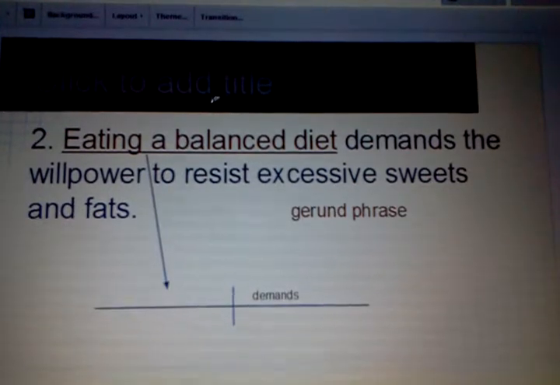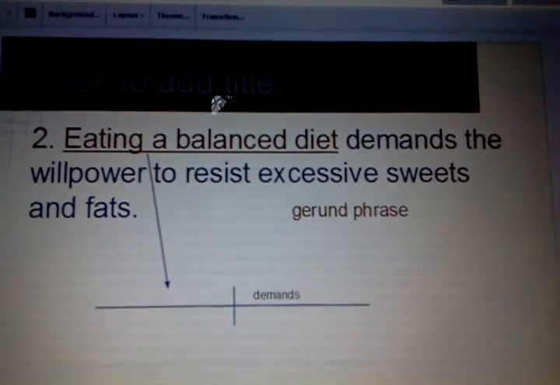The first one I see is eating a balanced diet. I see a phrase that begins with a verb form ending in ing. So I have two choices. I have to decide if it's being used as an adjective or a noun. And I've determined that it's being used as a noun because it's being the subject of the sentence. As you can see from the diagram, the verb is demands. And if I ask who or what demands, the answer is eating a balanced diet demands. The whole phrase is the subject of the sentence. That means it's being used as a noun. That means it is a gerund phrase.